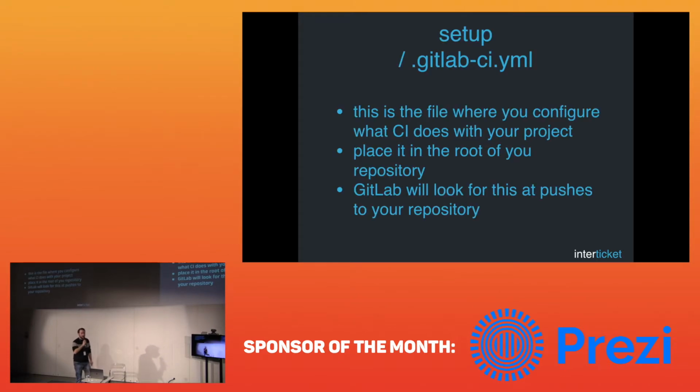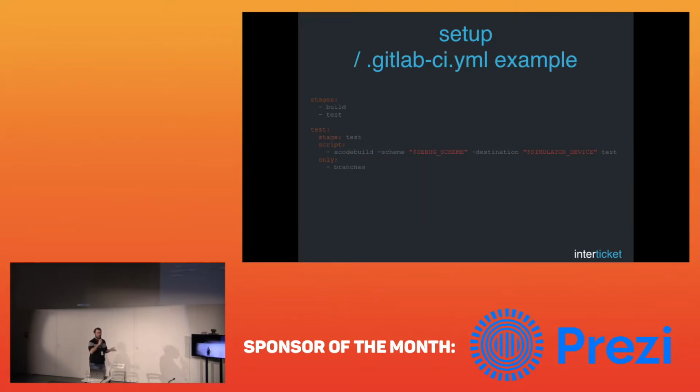So the setup is kind of easy. You just have to create a GitLab CI YAML file. This is the file where you can configure the CI process in general for your project. It should be in the root of the repository, and GitLab will look for this file at every push. This is an example of the GitLab CI file, and if you put this file in your repository, then it will just test your application.